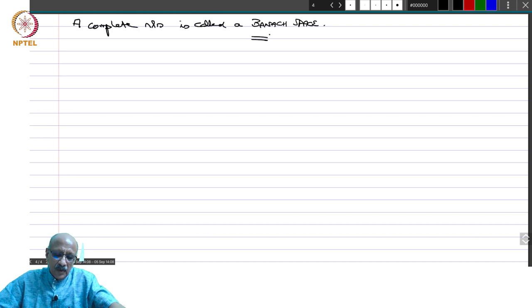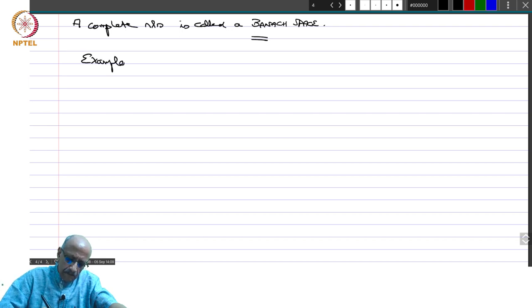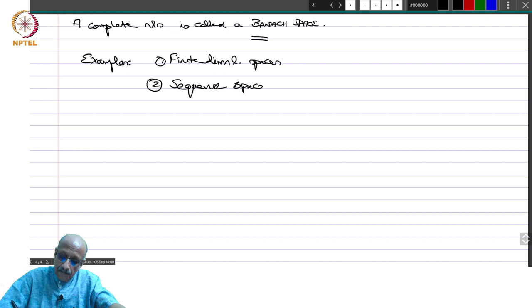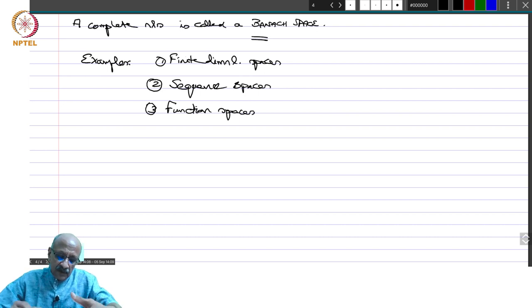So now it remains to give some examples of norm linear spaces. I am going to give three classes of examples. The first is finite dimensional. The second would be sequence spaces, and third being function spaces. Therefore, this is a very rich class, and we will see several examples of function spaces during the course. To start with, this is a good way of classifying the vector spaces and looking at the various examples. So let us start with finite dimensional spaces.